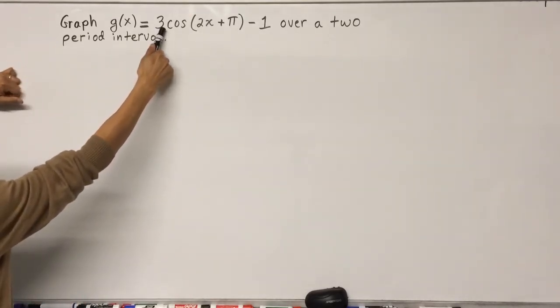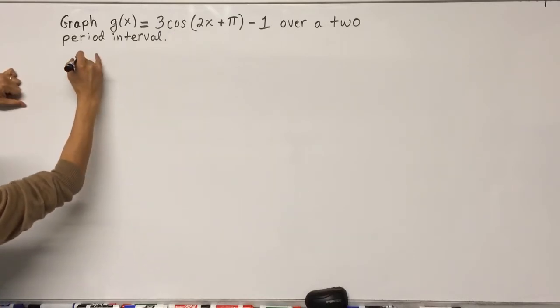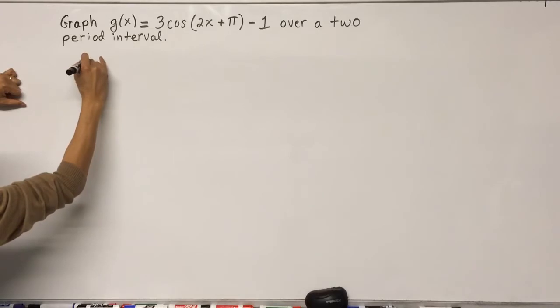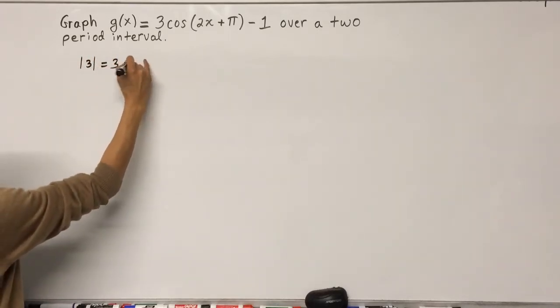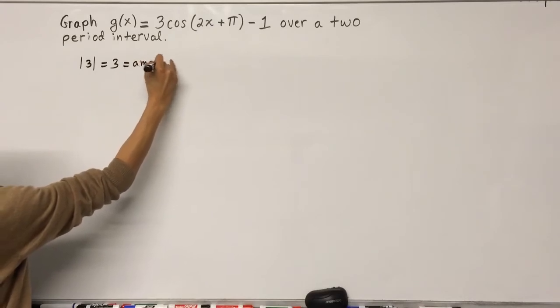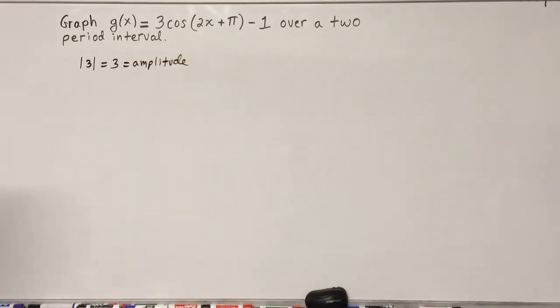That 3, which is in front of our cosine, if we take the absolute value of that 3, that will give us 3, and that is going to give us the amplitude of our wave. Okay?